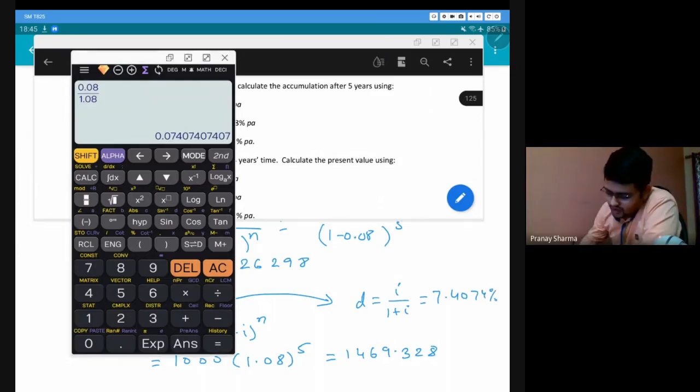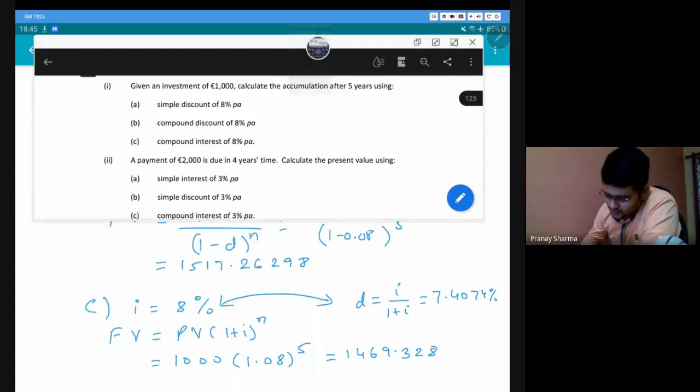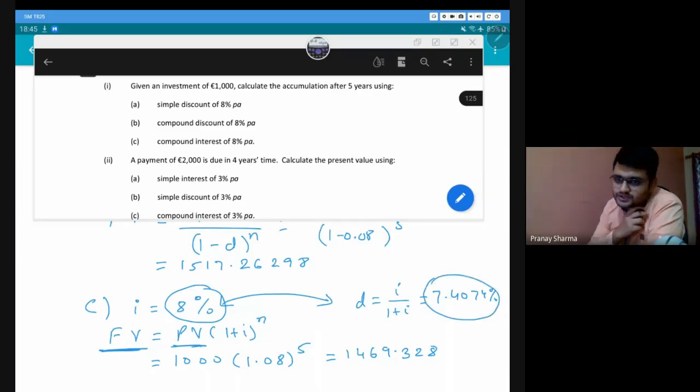So if I want the same cash flow, that means for the same present value, if I want to get the same future value, either I will be using rate of interest as 8% or I'll be using discount rate as 7.4074%. These are called equivalent rates.